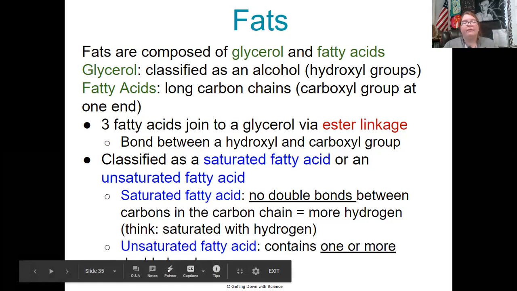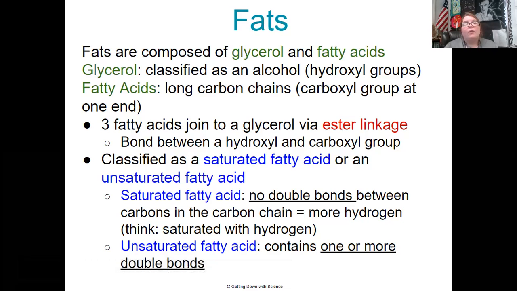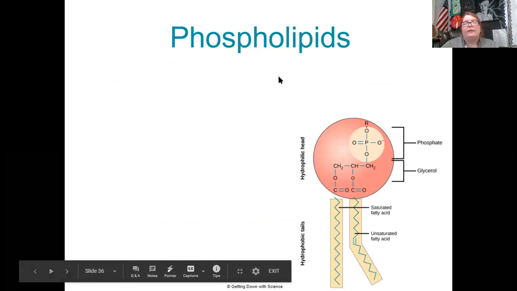Unsaturated fatty acids can have one or more double bonds. You might have seen polyunsaturated oils on a label or something. Poly means many, so that means there's definitely more than 2 of those double bonds. We find those a lot in fish, like your omega-3 unsaturated fats. Okay, phospholipid. I told you we were going to get to it.